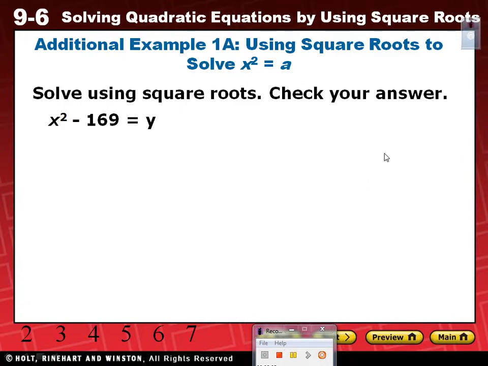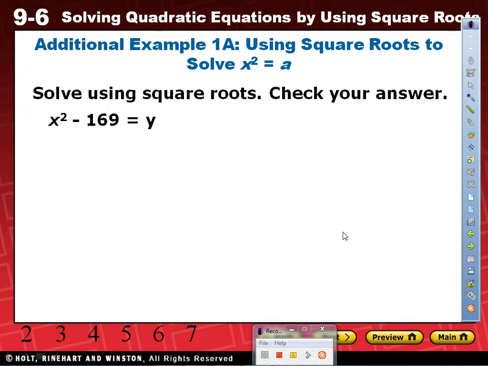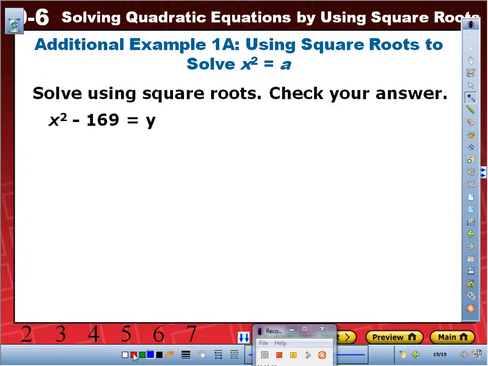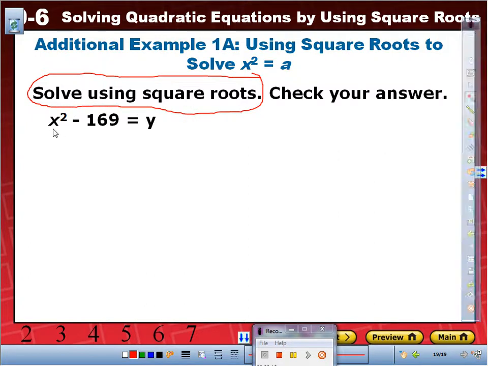All right. With that said, copy this down. Example number 1, and copy the words that I circle. Solve using square roots. Right now we're just going to focus on this and copy this first example: x squared minus 169 equals y. Copy that. All right, here we go. Pens down, eyes up here.